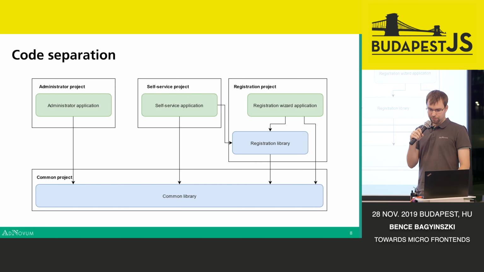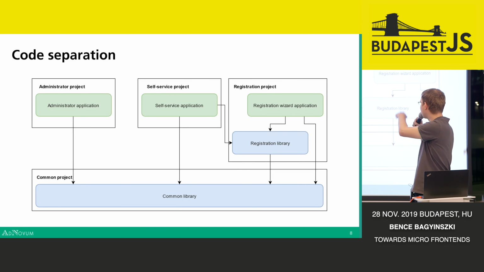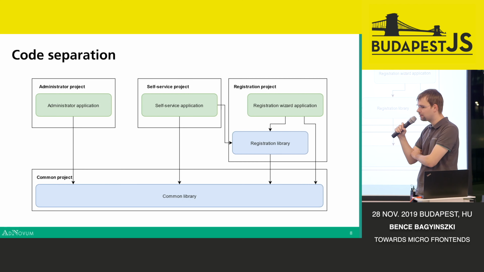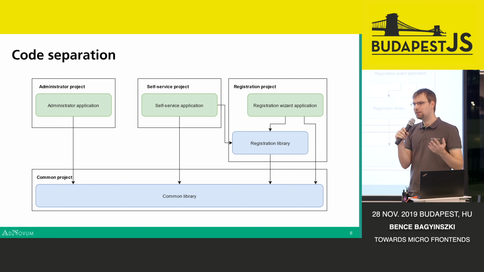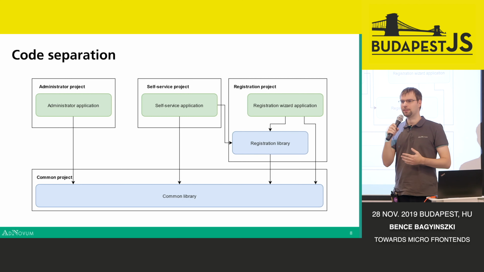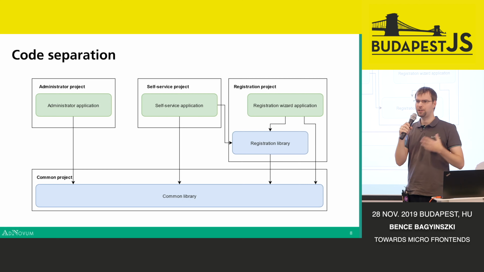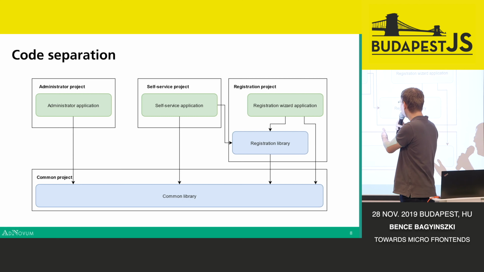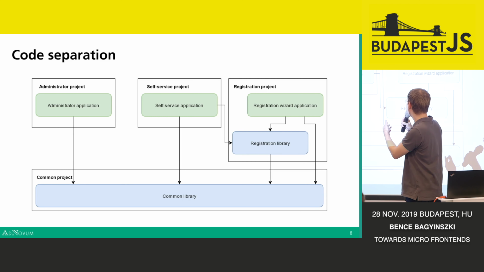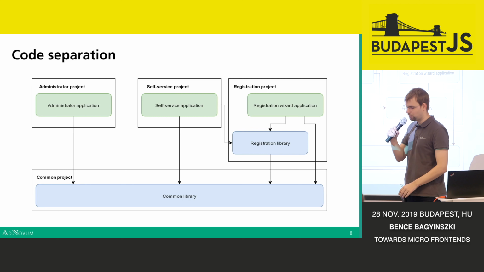So the projects were depending on each other. And these are simple, so the arrows are simple NPM dependencies. But we had a problem with that, namely that during development, it would have been a really huge overhead if we had to create a new version every time that we change something, for example, in the common library, and we want to just test it in, let's say, the administrator project.